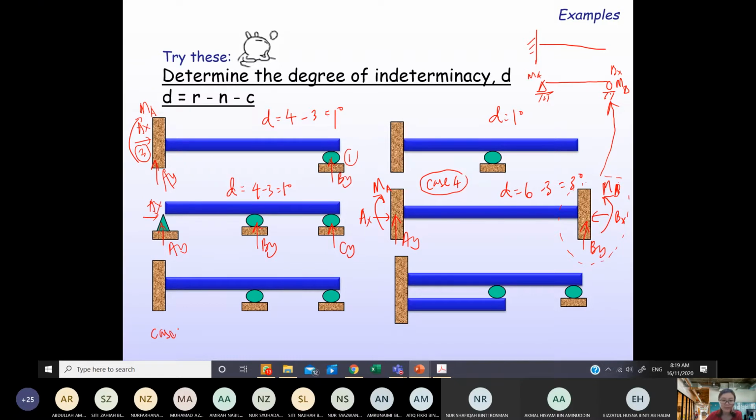That is a good question. So let's calculate this D. 5 minus 3, there will be 2. So you need to remove 2. In this case, you may remove just a roller, both of these rollers, so it becomes a cantilever beam again. Or if you want to change it to a simply supported beam, there is no problem, as long as you kick out the 2 redundants. How about case number 6?